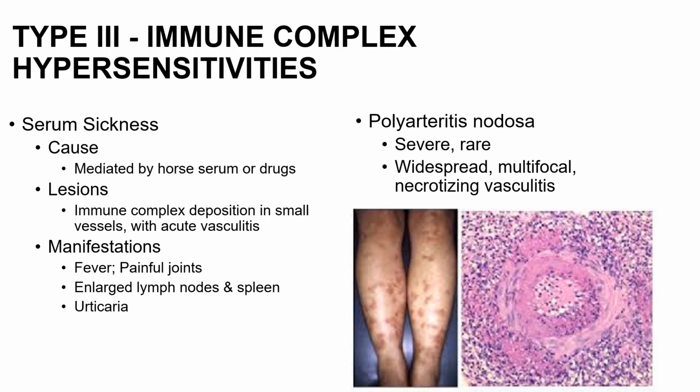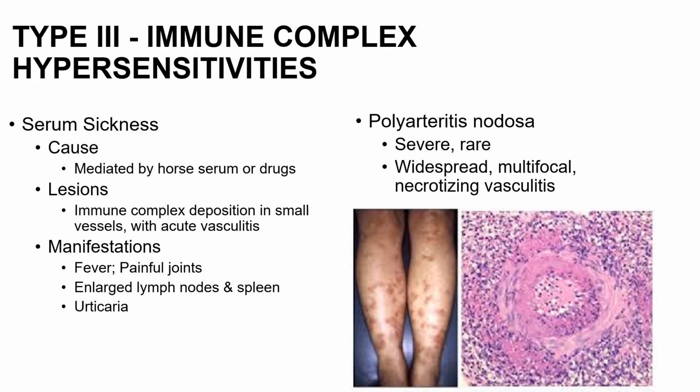Here's what happens. Antibodies form against the foreign antigen. Immune complexes circulate. Those complexes deposit in small blood vessels, and the resulting lesion is acute vasculitis caused by complement activation and neutrophil-mediated injury. Clinically, patients may present with fever, painful joints, enlarged lymph nodes and spleen, and urticaria. These symptoms make sense when you remember this is a systemic immune complex disease, not a localized reaction.